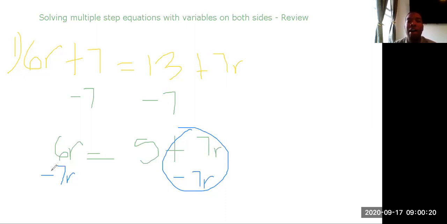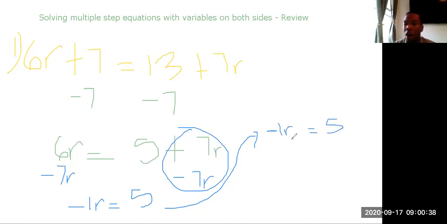And then 6r minus 7r is negative 1r, which is equal to 5. I'm going to move this up here so that we can see it. Right now, this says negative 1r, and we want it to be r. We don't want the negative there. So in order to get rid of that, I have to do the multiplicative inverse on both sides. So then r is equal to negative 5.